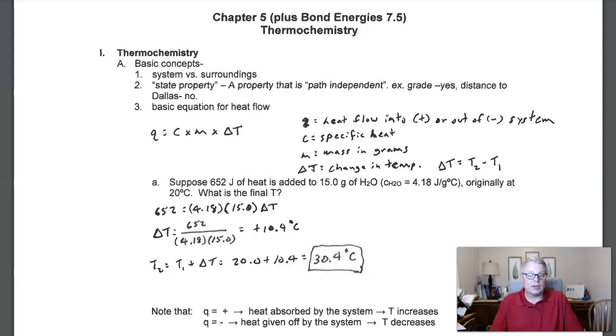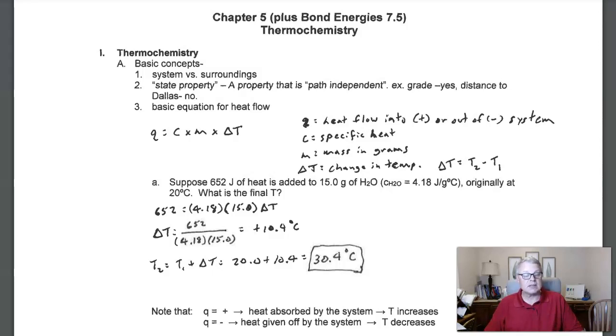All right. Third concept you need to know. Here's something called the basic equation for heat flow. You'll use this quite a bit here. Q is equal to C times M times delta T. So what is Q? Q is the amount of heat flowing into the system or out of the system. Sign convention wise, if heat is flowing into the system, it has more heat after than what it did before, so Q is positive.